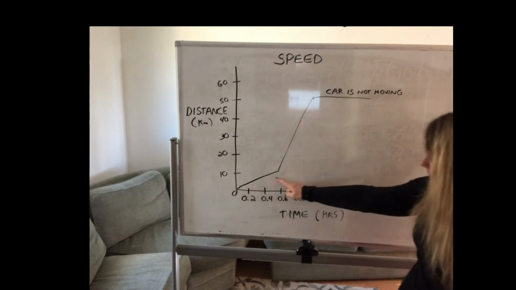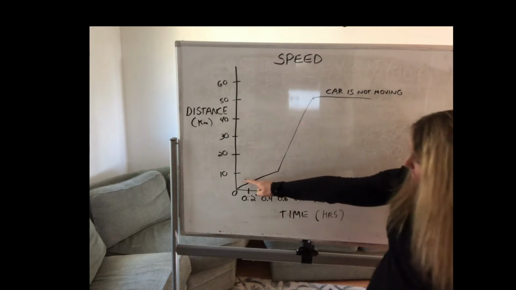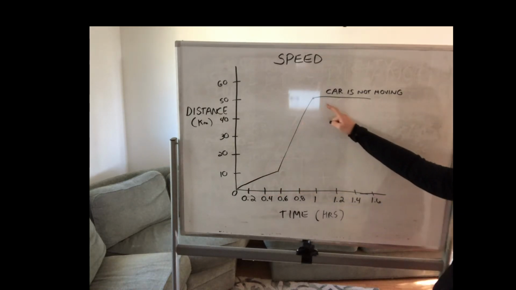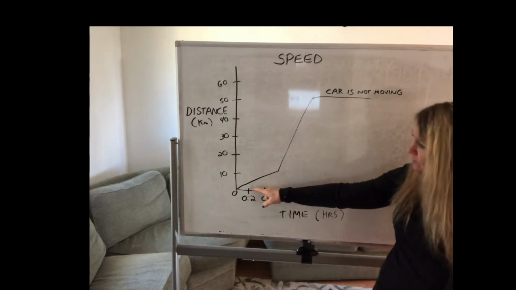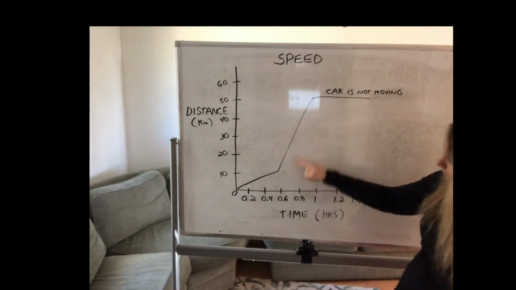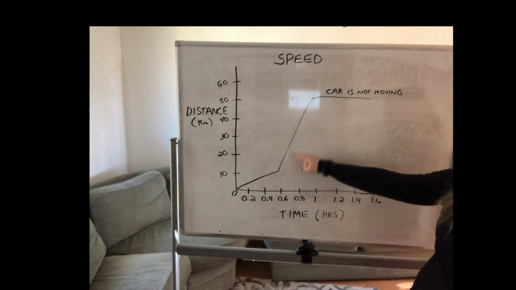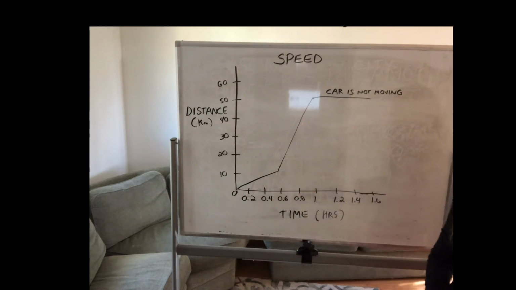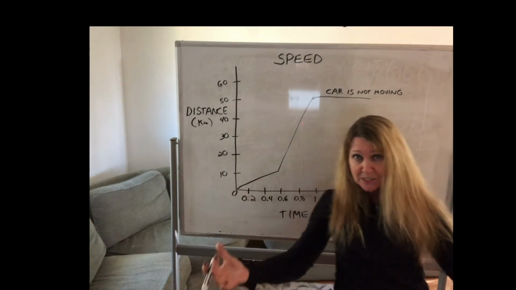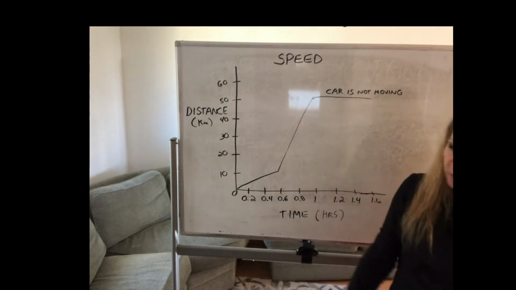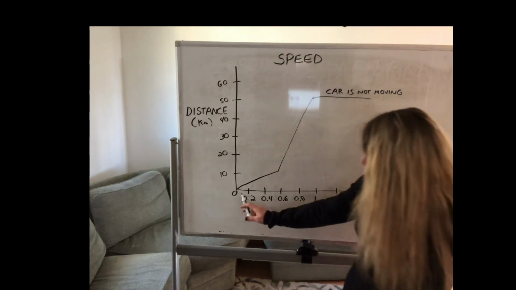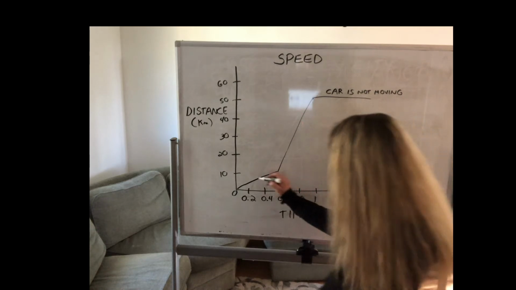Whereas here, distance is increasing slowly. And here it's increasing very fast. So there's a difference in the speed from here to here and here to here. The speed is going to be greater from here to here. So remember, how do we calculate speed? It's distance divided by time. So let's look at it from the graph here. Figure out what's my speed during this time.